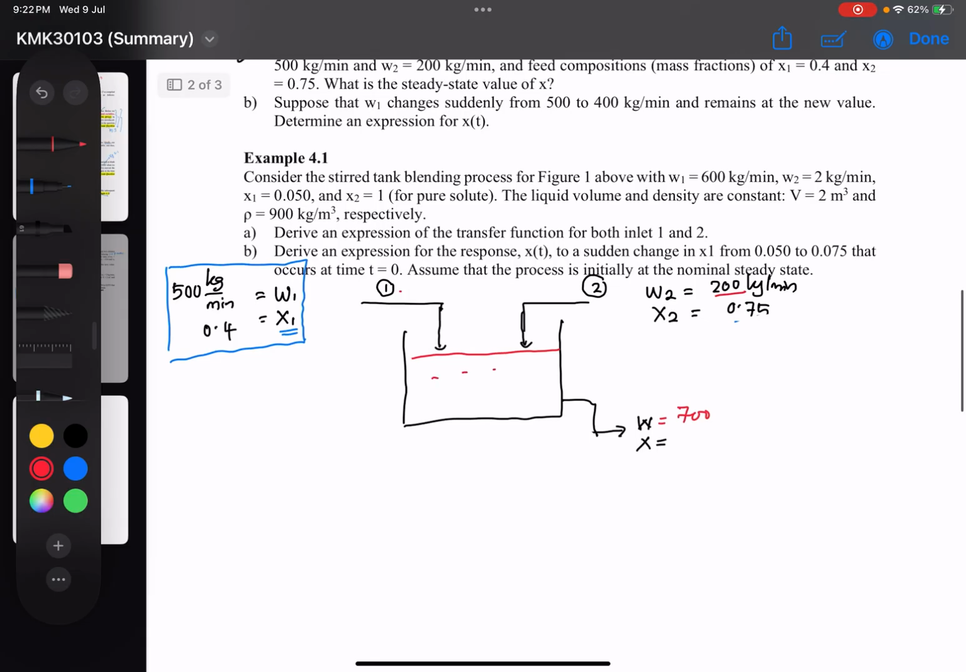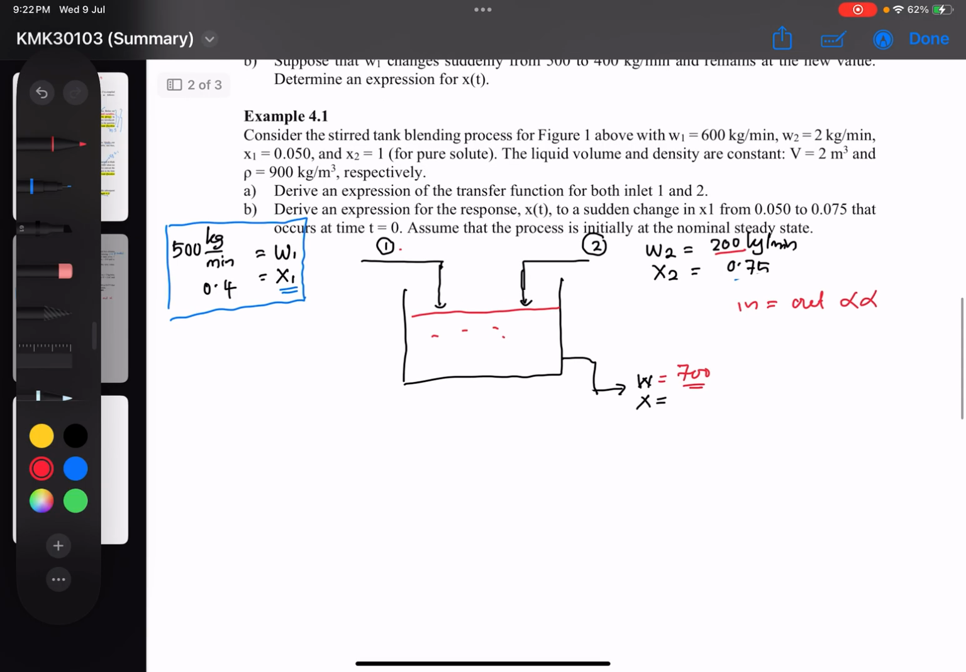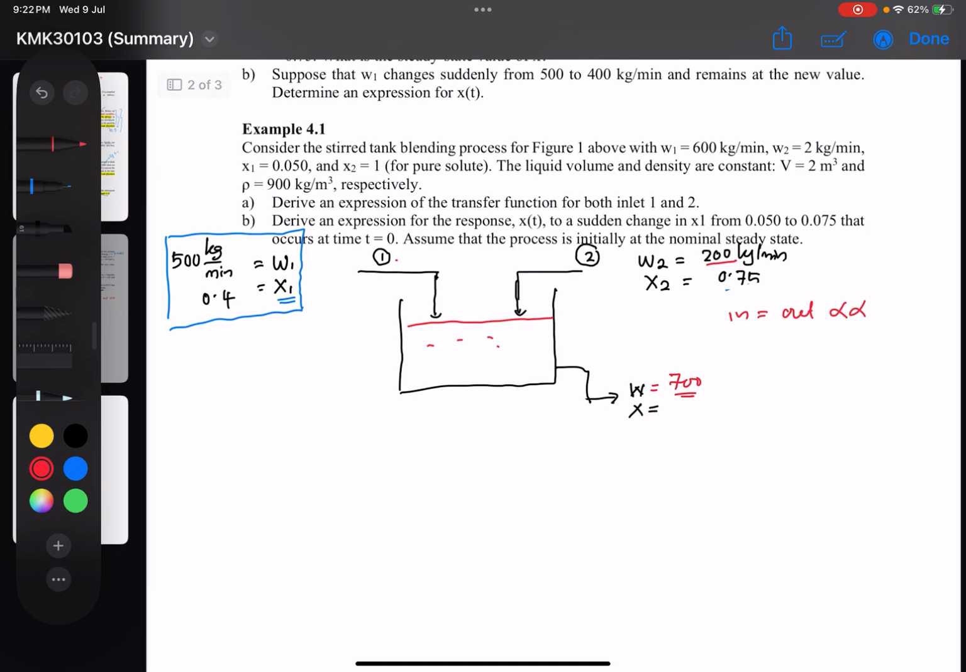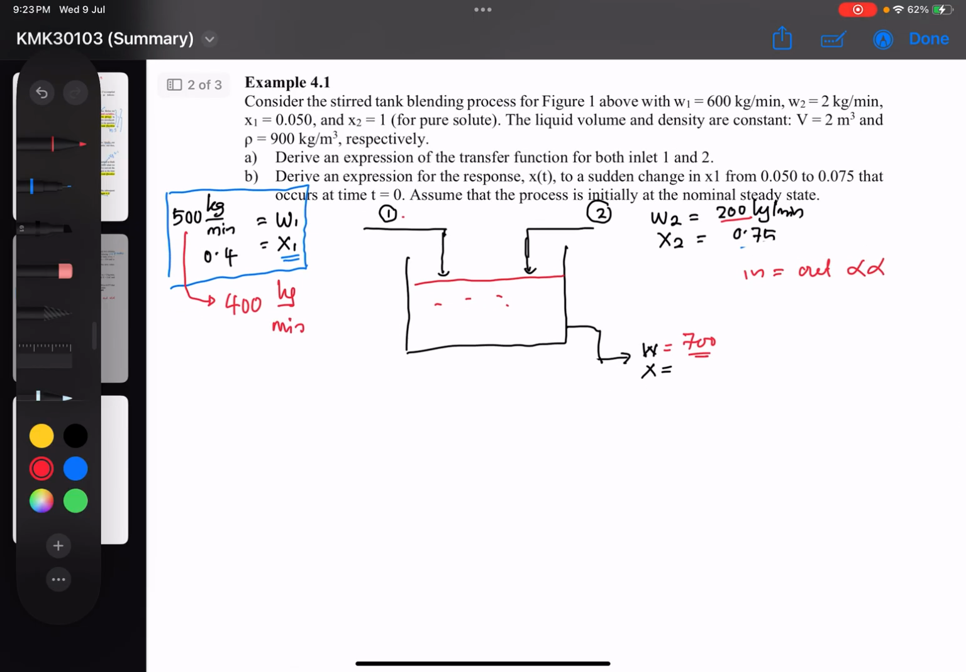It is almost impossible in real life for whatever is coming in to always equal whatever is coming out. Therefore, sometimes, just like example B here, we find that after some time, instead of the flow rate at stream 1 maintaining at 500, it suddenly changes to 400 kilograms per minute. Once it changes to 400, it is no longer a steady state process, because the flow rate has changed from 500 to 400.